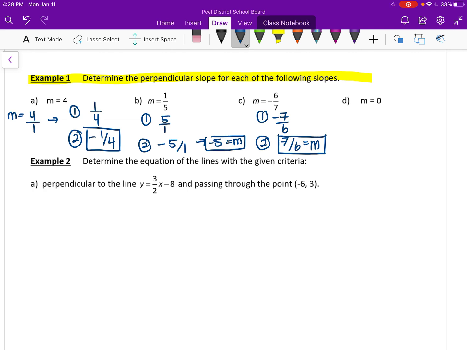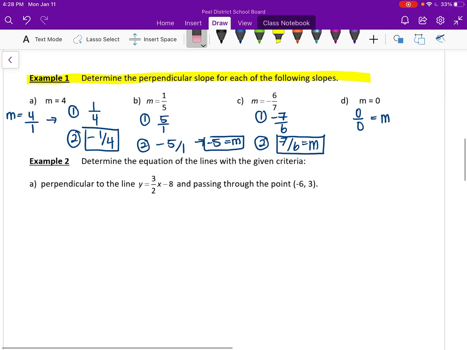And then last but not least, I have 0 over 1 equals m. Sorry, 0 over 1, my bad. Right? So if I flip it, it becomes 1 over 0 equals m. And we know that this is an undefined slope, which makes sense because perpendicular to a horizontal line will be a vertical line. Right? So that makes sense.